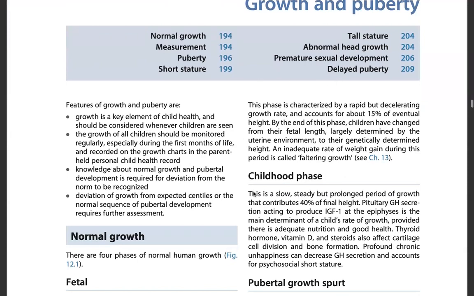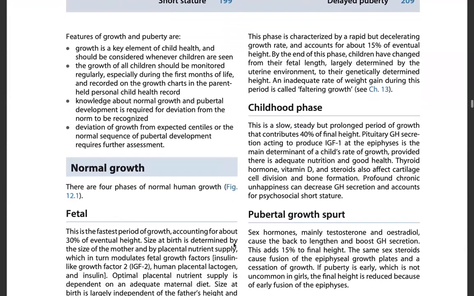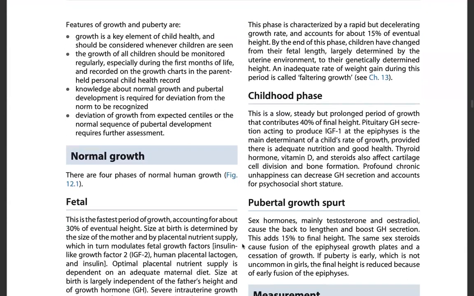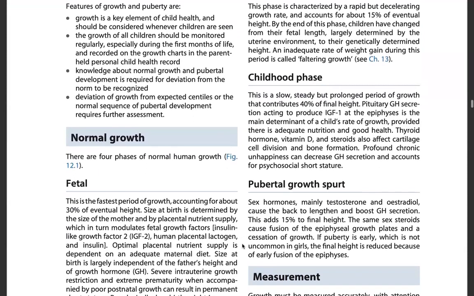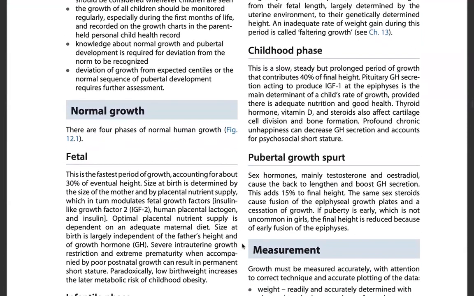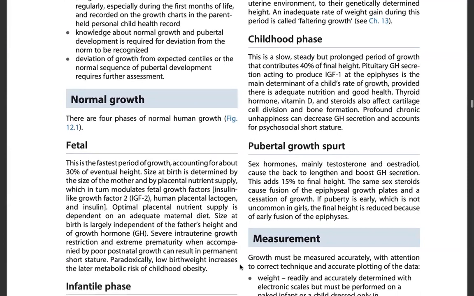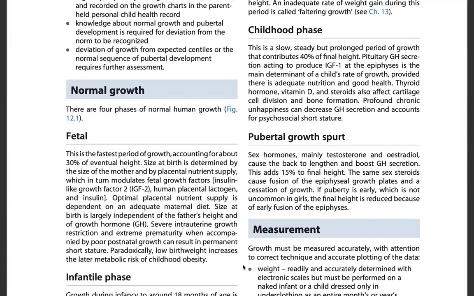Normal growth: there are four phases of normal human growth. Fetal: this is the fastest period of growth, accounting for about 30% of eventual height. Size at birth is determined by the size of the mother and by placental nutrient supply, which in turn modulates fetal growth factors: insulin-like growth factor 2, IGF-2, human placental lactogen and insulin. Optimal placental nutrient supply is dependent on an adequate maternal diet. Size at birth is largely independent of the father's height and of growth hormone.